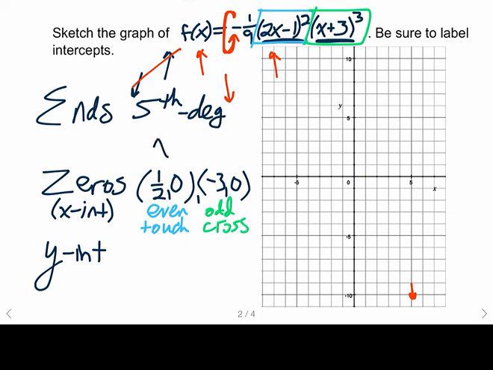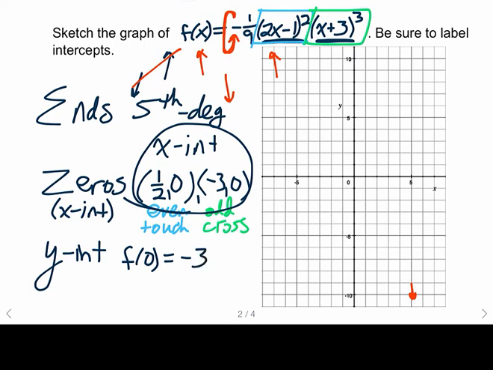And since I was asked to label the x-intercepts, I'm going to go ahead and circle all of that, saying those are my x-intercepts. For the y-intercept, we're looking at f of 0, which I'm sure you can confirm is going to be -3. Therefore, our y-intercept is the point (0, -3). Let me go ahead and circle that. And now I'm going to plot these points. (0, -3), (-3, 0), and (1/2, 0).